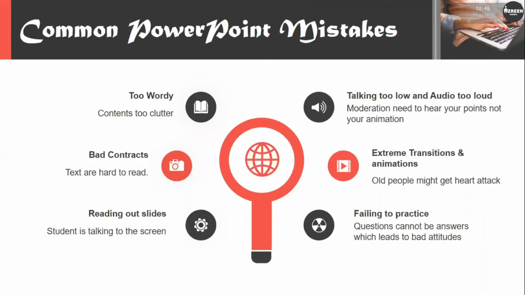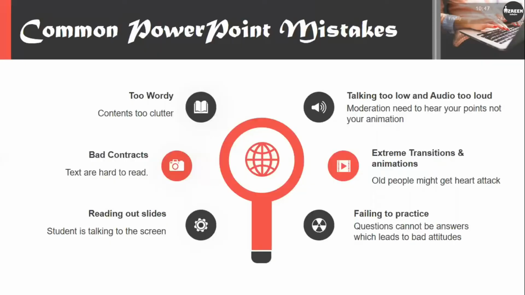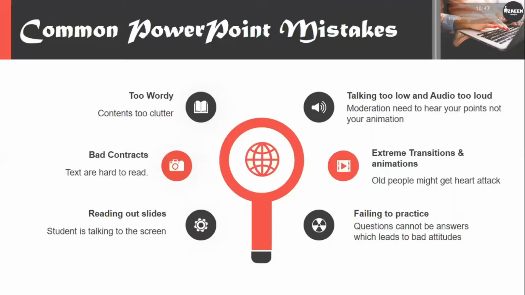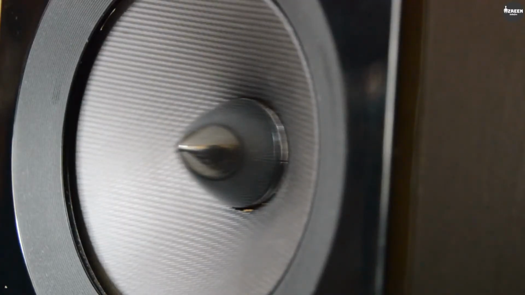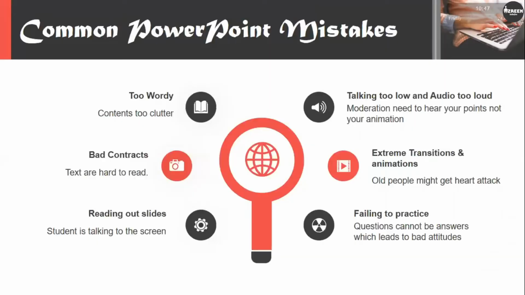Now, the most common PowerPoint mistakes that we can find, first of all, are too wordy and bad contrast. Then the most common mistakes that students make: they read the slide, they're not prepared, or the audio is too loud. Next one, extreme transitions and animation. The sound is like booming or something like that. So that is not appropriate. And then after that, you are failing to practice. And then most of the students tend to read from their handouts, meaning that you are not prepared.